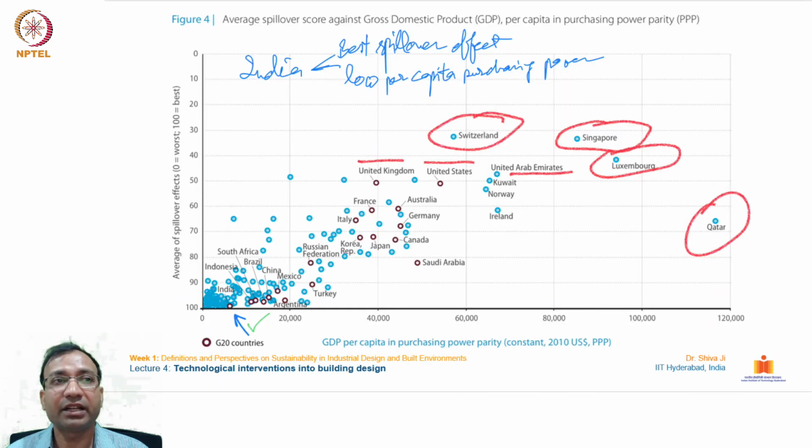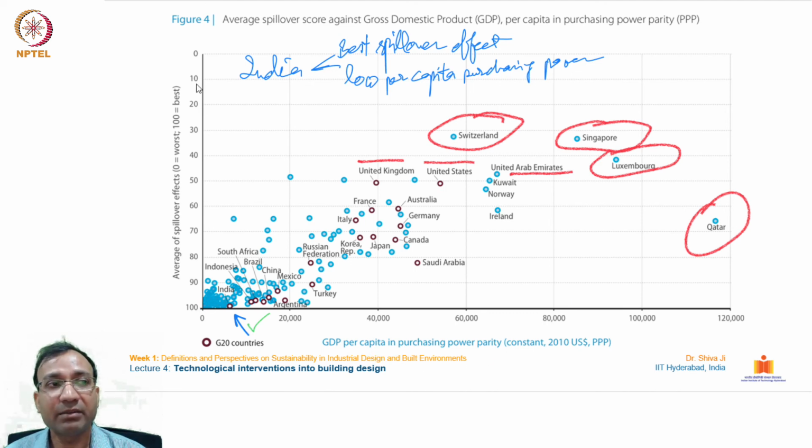So here this graph talks about the average spillover score against gross domestic product per capita in purchasing power parity. On the x dimension, we have GDP per capita in purchasing power parity, constant from the year 2010. This is given in US dollars, starting from $0 up to $120,000. So the countries are divided on this scale for per capita purchasing power.